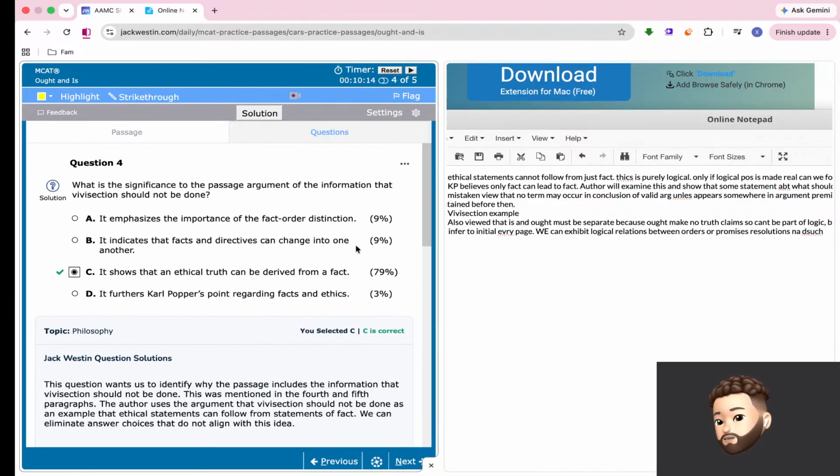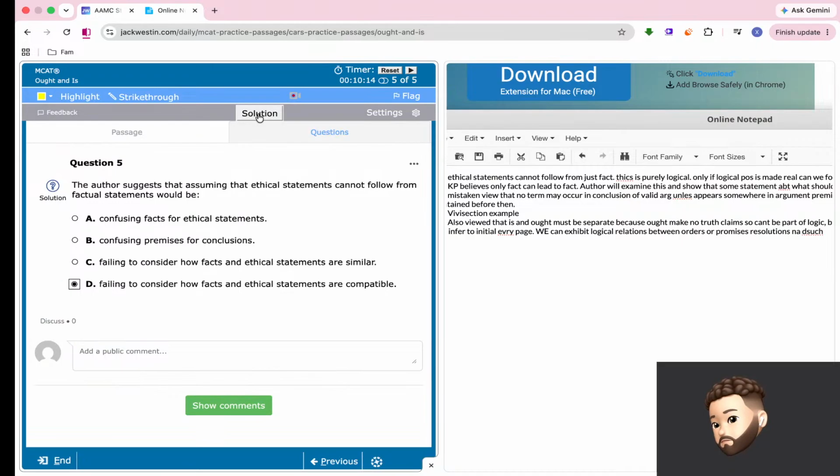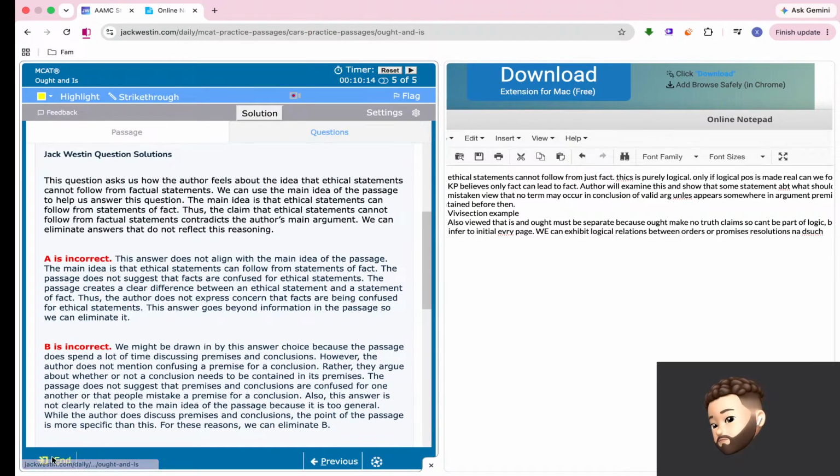Yeah, it was realistically the reason why I didn't pick this one was because it said into one another. Like they were interchangeable or something, but it didn't say that. Yeah. Okay.